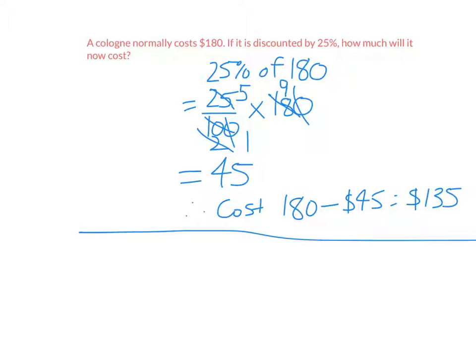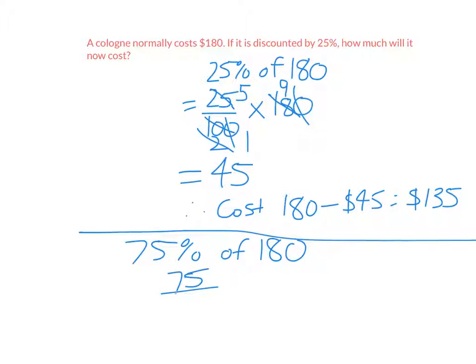There's a shorter way that you can do this. If you're really astute, you'll note that reducing something by 25% is the same as paying 75% of it. So if I get 25% discount, I'm only paying 75% of the normal price. So what I could do is just find 75% of 180. And I do that a very similar way.